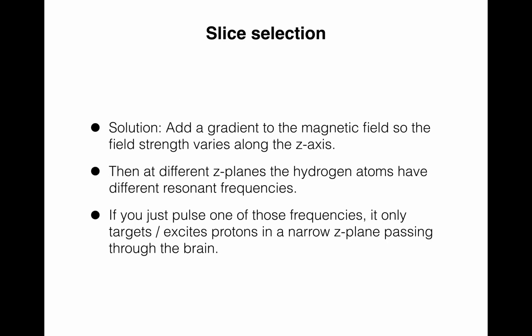So the solution, there's a ton of clever things that are done with the scanner technology, but one of the first clever ones is that you can add a gradient to the magnetic field so that along the z-axis through the bore, at different planes along the z-axis, there's a different magnetic field strength, which means that the hydrogen atoms at one place versus another are going to have different resonant frequencies. So you can target just a particular z plane passing through the brain.